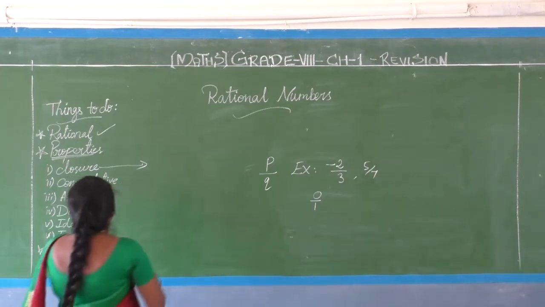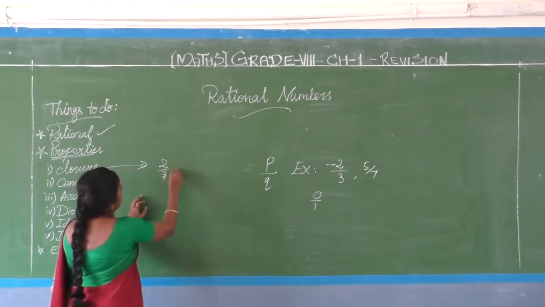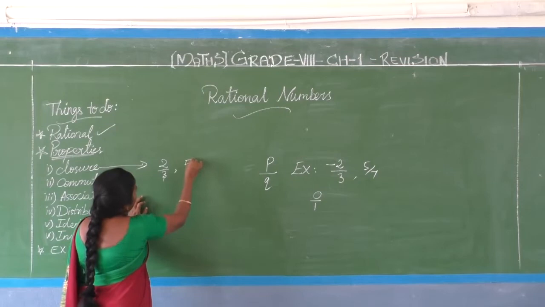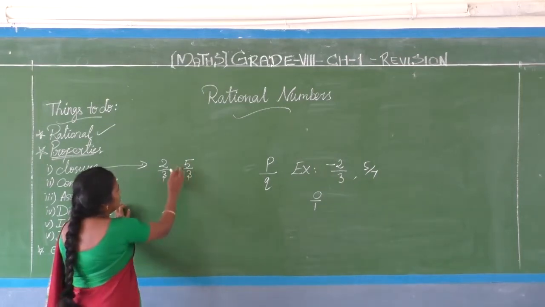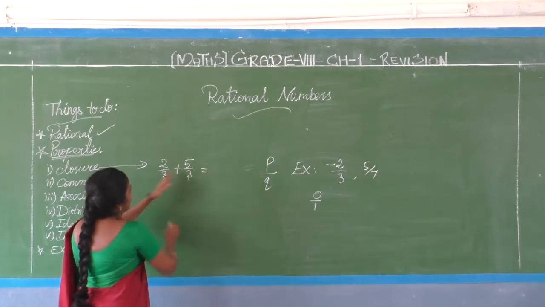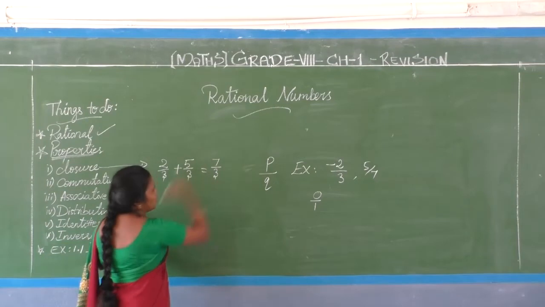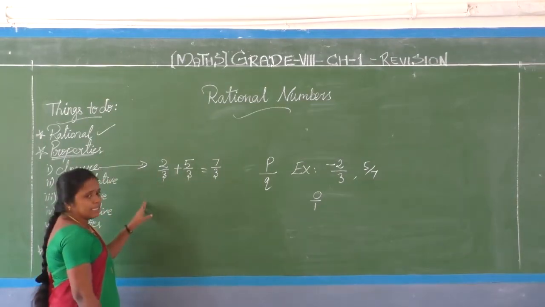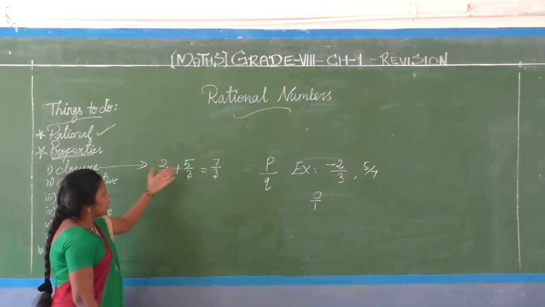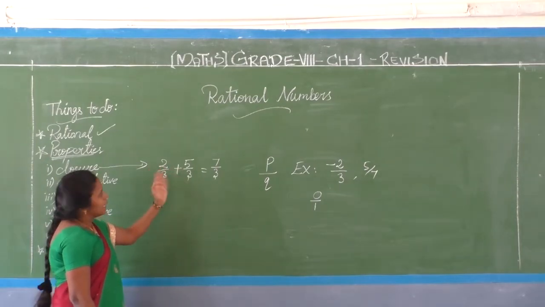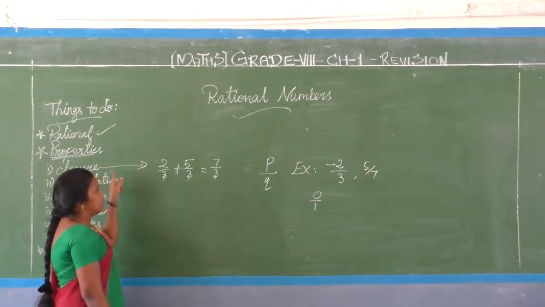For example, 2 by 3 is a rational number. One more number, 5 by 3, that is also rational. Both are positive rationals. If you add them, what will you get? Addition of like rationals, so we can add them directly. 7 by 3, also rational. So on this basis, generally for any two rationals A, B, A plus B is also rational. Okay, that is called closure.